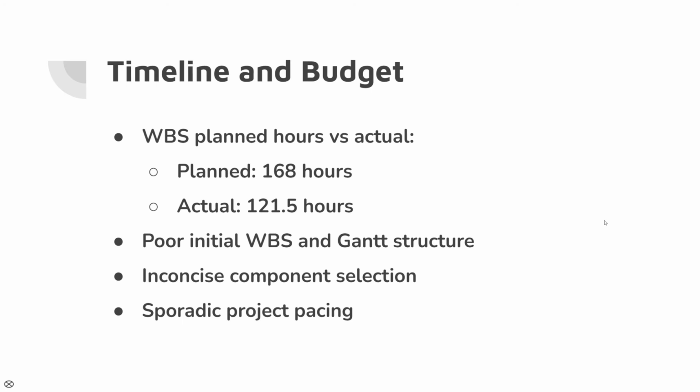Now we will talk about the timeline and budget portion of our project. So when looking at the WBS's planned hours versus actual, we found that the planned hours was recorded to be 168 total hours, whereas with the actual hours, we only put in 121.5 hours total. So we definitely performed the task quicker than we had expected.